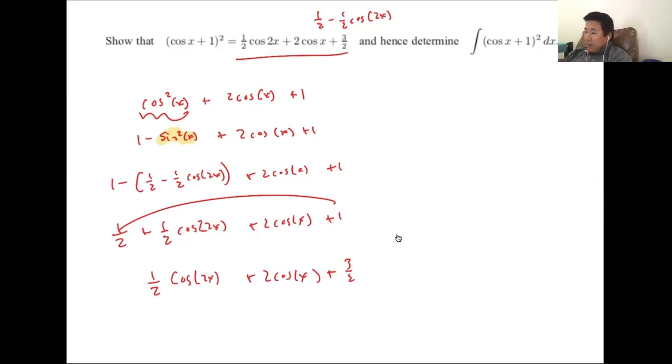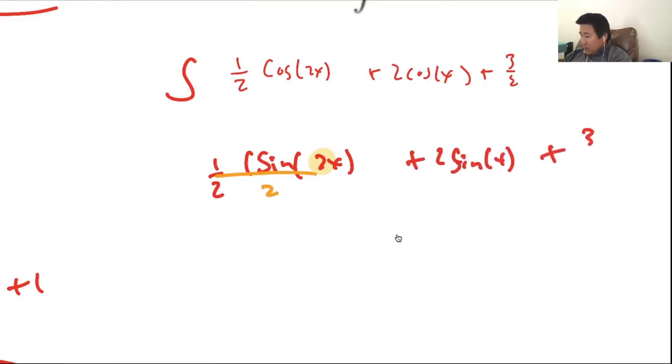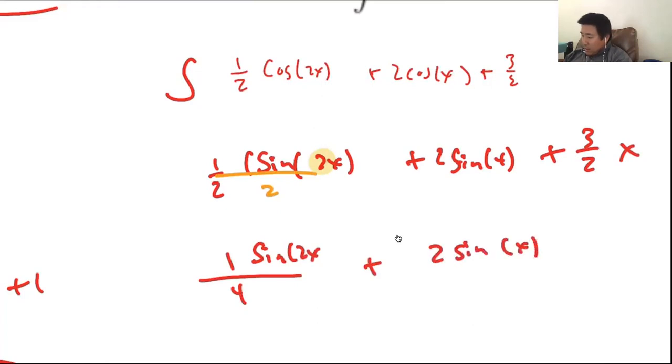And then they want you to take the integral of that. But I don't know the integral of that, so I'm going to use this rule. So this is 1 half sine 2x divided by the derivative of the inside, which is over 2, plus 2 sine x plus 3 over 2x. So 1/4 sine 2x plus 2 sine x plus 3 over 2x plus c.